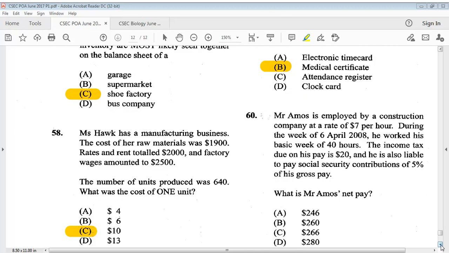60, our final question says, Mr. Amos is employed by a construction company at a rate of $7 per hour. During the week of 6th of April 2008, he worked his basic week of 40 hours. The income tax due on his pay is 20, and he's liable to pay Social Security contributions of 5% of his gross pay. What is Mr. Amos' net pay? Now, I've done this question already on the previous past paper, so the answer is A, 246.